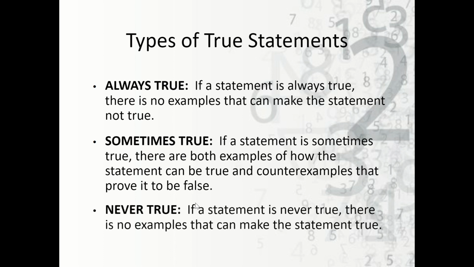And the last one is never true. Never true means that there are no examples when this could be true. For instance, the sun will not come out today. Well, that's never true. The sun always does come out.